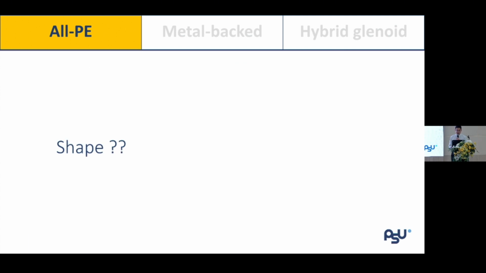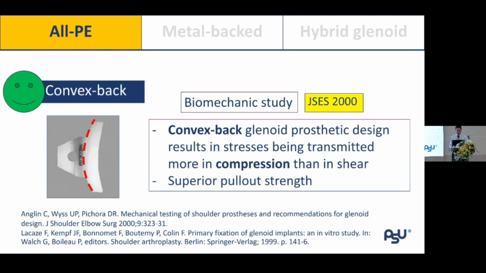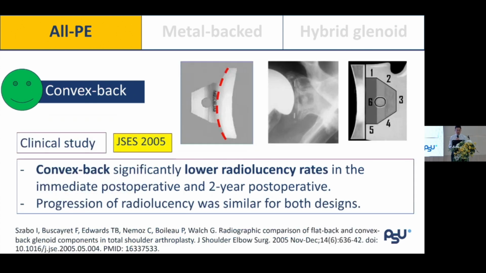All-polyethylene glenoid components come in two primary shapes, a convex back and a flat back design. Biomechanical studies show the convex back glenoid design provides superior pull-out strength for long-term fixation. A clinical study found that convex back glenoids have a significantly lower radiolucency rate.